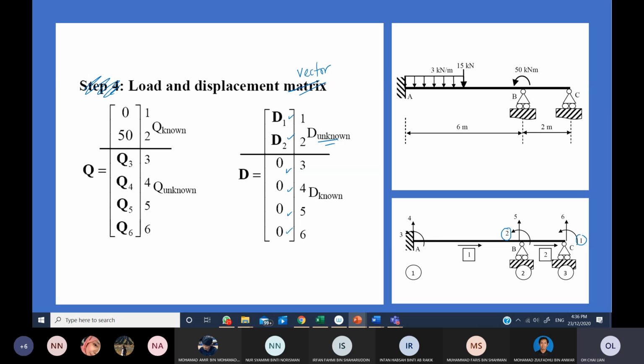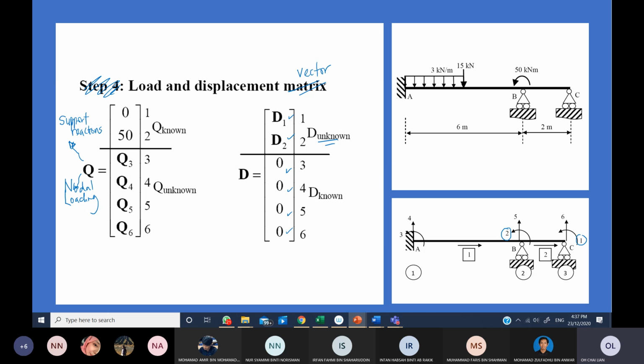And then how about Q, the load vector, or sometimes they call it a force vector. What is that about? Okay, so this Q, just to remind you again, is for support reaction or the nodal loading. I must add one more word in front. Nodal means that the loading is acting at the nodes.